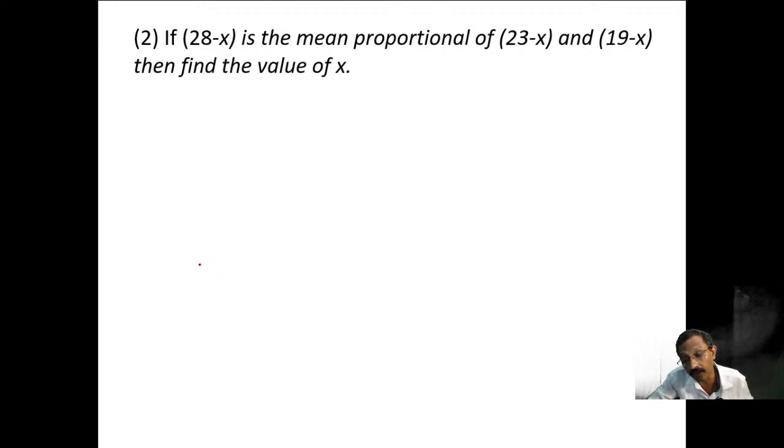Now moving further, we have: if 28 minus x is the mean proportional of 23 minus x and 19 minus x, then find the value of x. Find the value of x. What is given to us? That it is a mean proportion which is given to us. So, what is given with us? We will start with that.